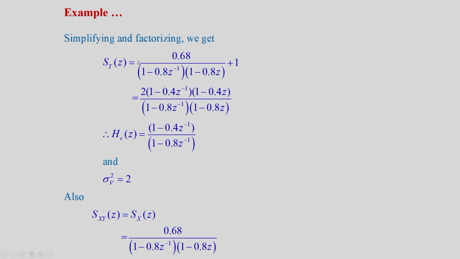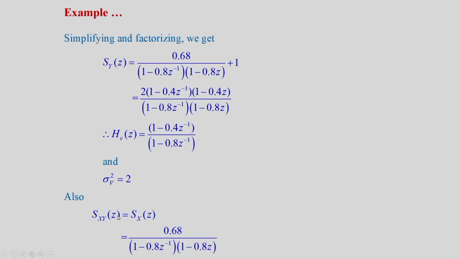Simplifying and factorizing, we will get Syz can be written as this expression: 2 into (1 minus 0.4 Z inverse) into (1 minus 0.4 Z) divided by (1 minus 0.8 Z inverse) into (1 minus 0.8 Z). From this we will get sigma v square is equal to 2, and the causal part is (1 minus 0.4 Z inverse) divided by (1 minus 0.8 Z inverse). This is the causal transfer function. Therefore, Hcz will be equal to (1 minus 0.4 Z inverse) divided by (1 minus 0.8 Z inverse).